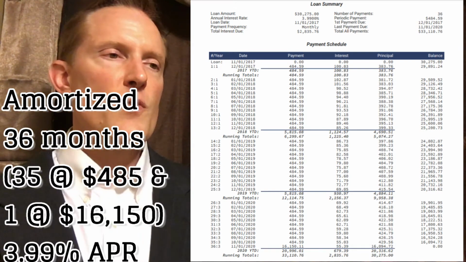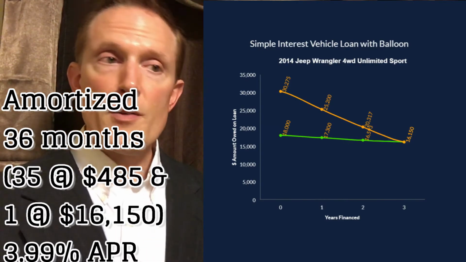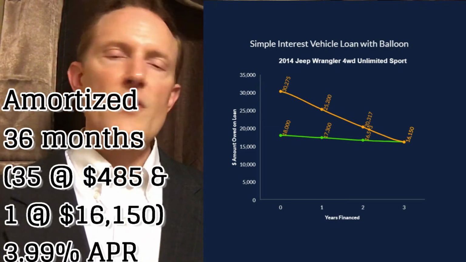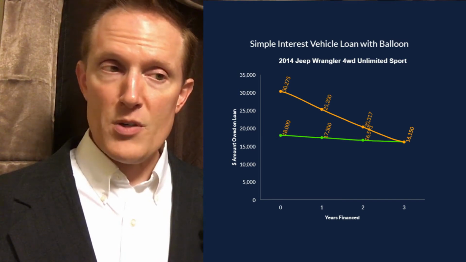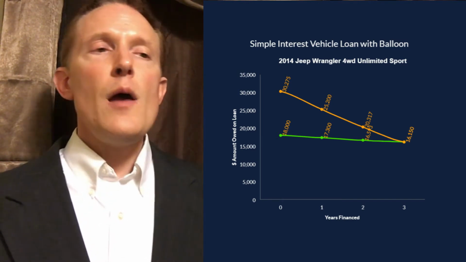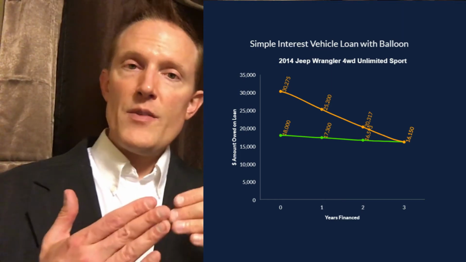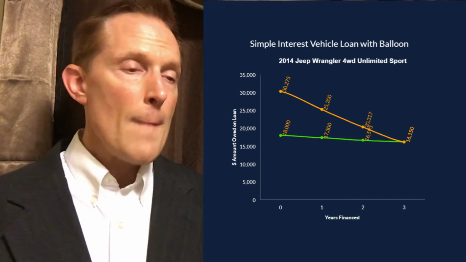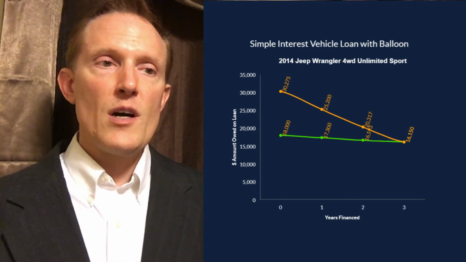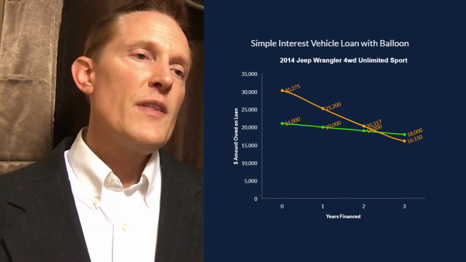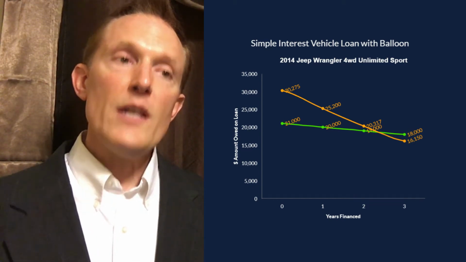This is a payment schedule for that, charted out here on the graph. Same type of deal. We started with $30,275, at a very similar interest rate of 3.99%. We do it for 36 months instead of 72 months. And there's the break-even point from the 72 months, but now it is the end of the loan. The end of the term is here, and we owe $16,150.